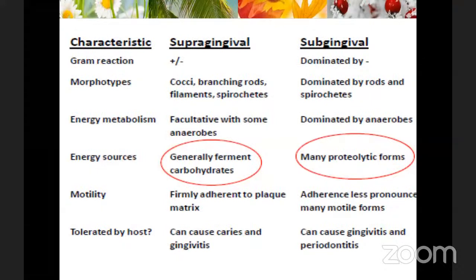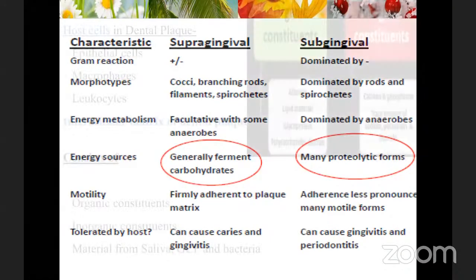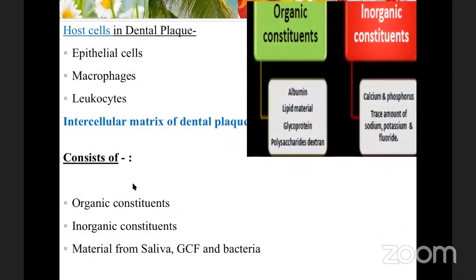So the process of plaque formation, we all know, is first the formation of pellicle on the tooth surface, then the initial adhesion, attachment. These are the different host cells in dental plaques. These are the organic constituents, inorganic constituents, materials from saliva, GCF, and also from the bacteria.